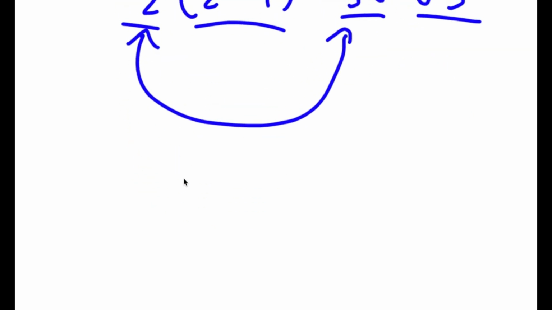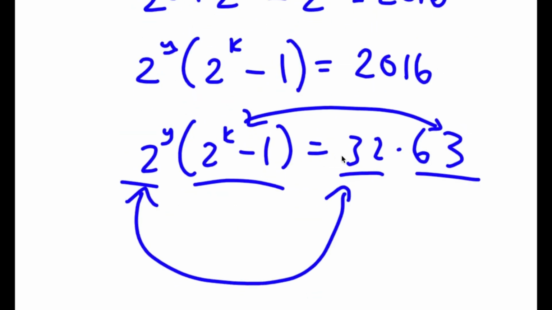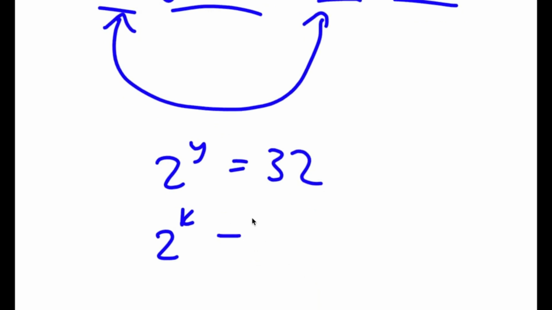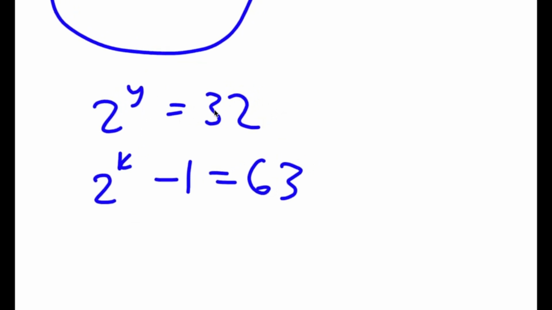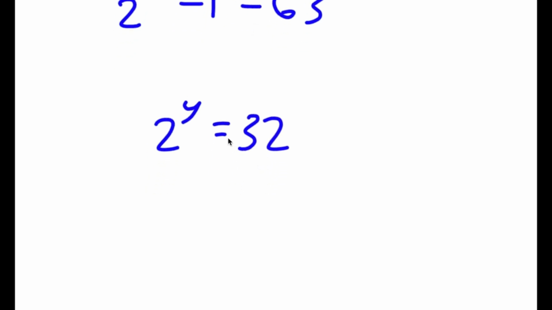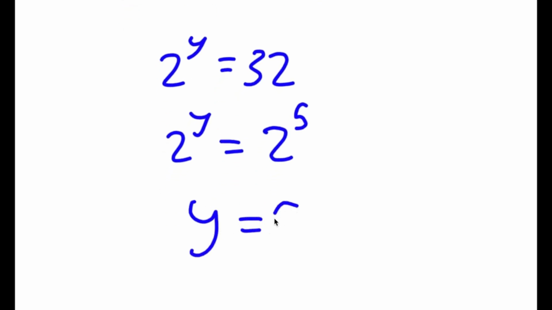So I have 2 to the power of y is equal to 32, and 2 to the power of k minus 1 is equal to 63. So let's first start with 2 to the power of y equals 32. So we have 2 to the power of y is equal to 32, and 32, this is the same thing as 2 to the power of 5. So I have 2 to the power of y is equal to 2 to the power of 5, meaning y is equal to 5.